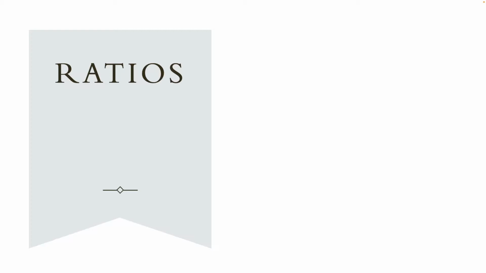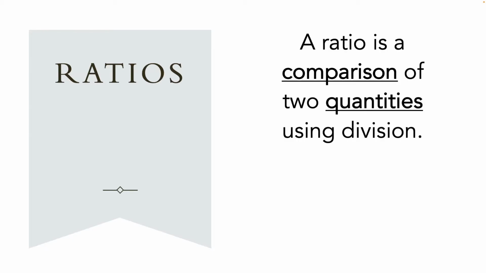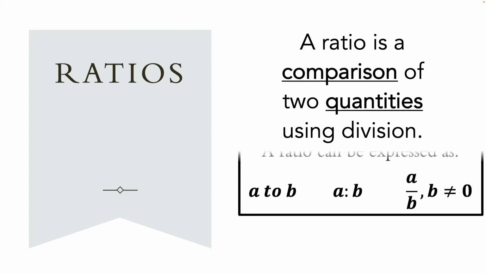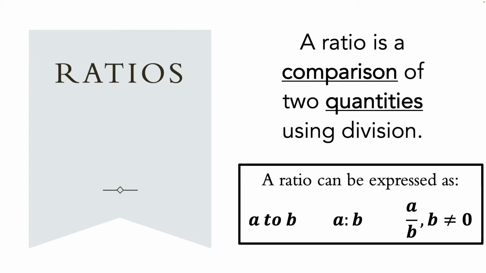We're going to start by defining a ratio. So a ratio is a comparison of two quantities using division. And we can express a ratio in a number of ways. We can say A to B, like just English, A to B. You can use a colon in the middle, but you still say A to B. Or what we're going to do mostly here in this lesson is use it as a fraction, A over B, as long as B doesn't equal 0, because you can't have 0 on the bottom of a fraction.